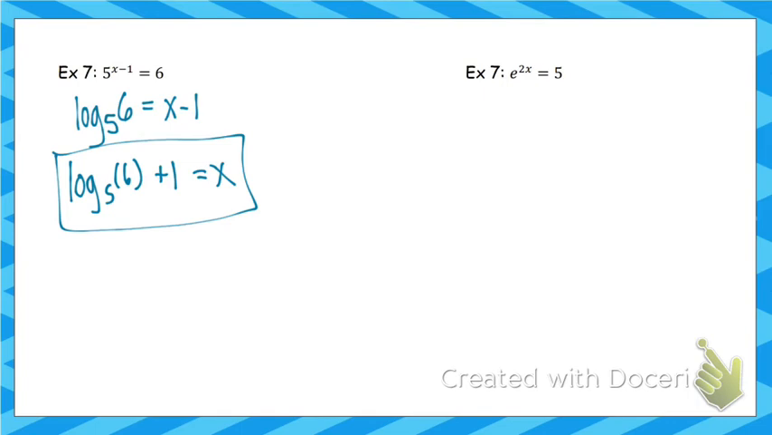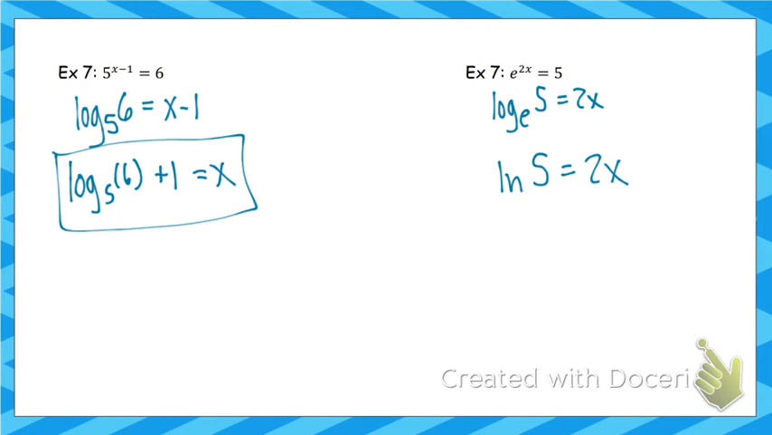Same idea on the next one. Let's rewrite this as a log. So log base e of 5 equals 2x. And if you remember, log base e is the same thing as ln. So that's the best way to write this.